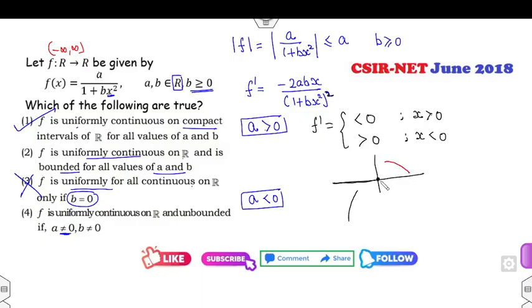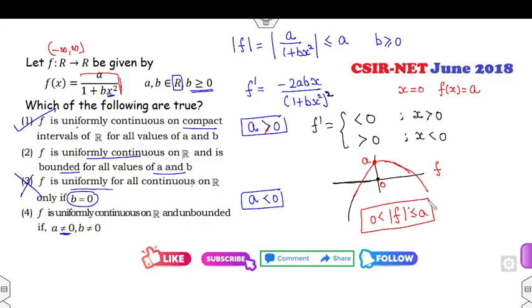That means in this manner. But what about 0? If x is 0, what is my f of x? If x is 0, f of x is a, and a is strictly greater than 0. So the graph goes up to this and then decreases. This is the graph of f. What does it mean? F will lie between 0 and a. So in this case it is bounded when a is greater than 0.